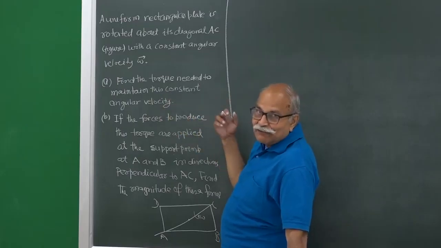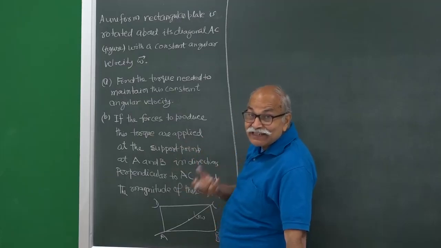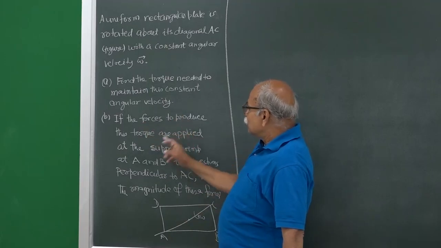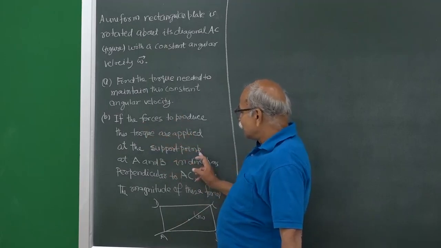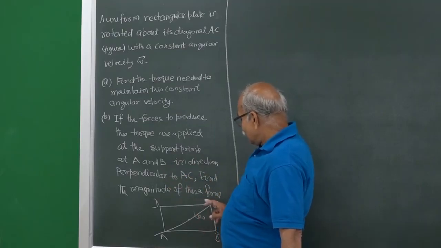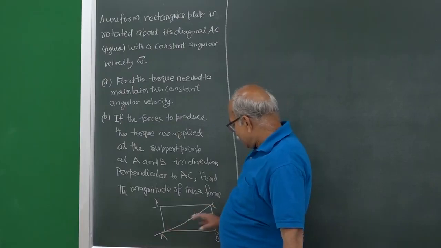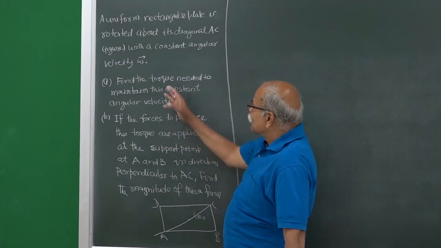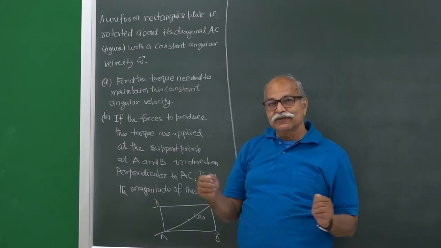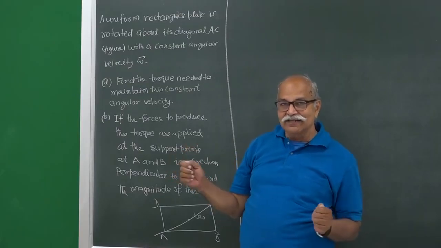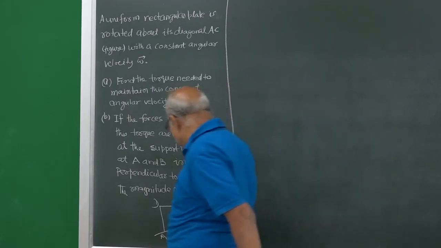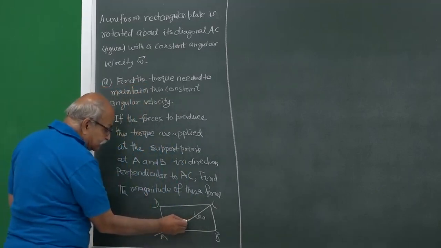You know, even for maintaining uniform constant angular velocity, sometimes you need torques. If the forces to produce this torque are applied at the support points at A and B in directions perpendicular to AC, find the magnitude of these forces. So, if the forces are applied here and here, then you have to find the magnitude. So, let us first do this. Since the diagonal is the axis of rotation and that is fixed omega, we can choose our origin at the center of this plate.